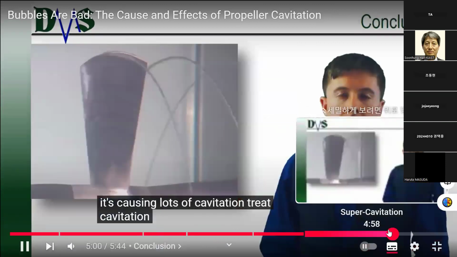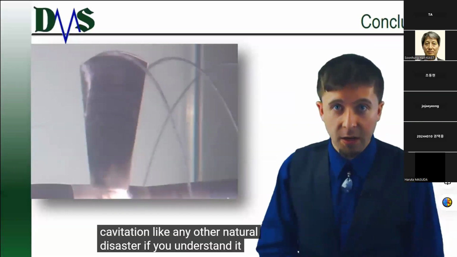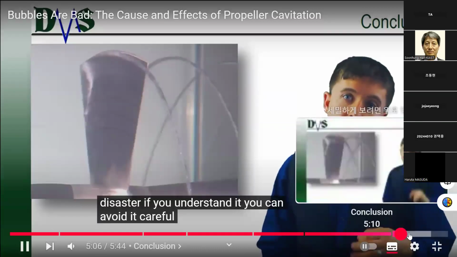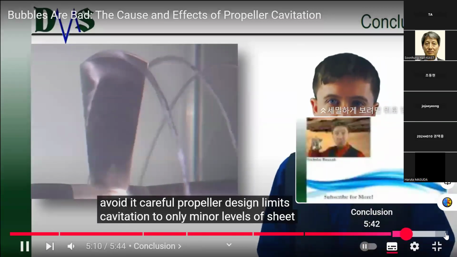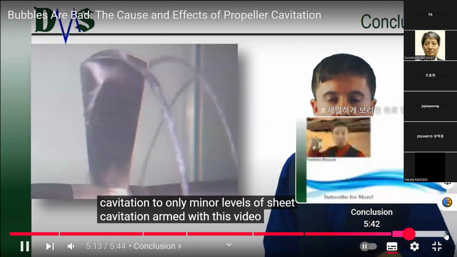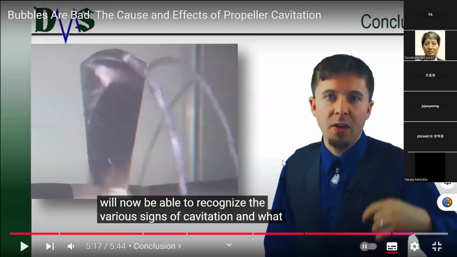Cavitation is like any other natural disaster. If you understand it, you can avoid it. Careful propeller design limits cavitation to only minor levels of sheet cavitation. Armed with this video, you will now be able to recognize the various signs of cavitation.